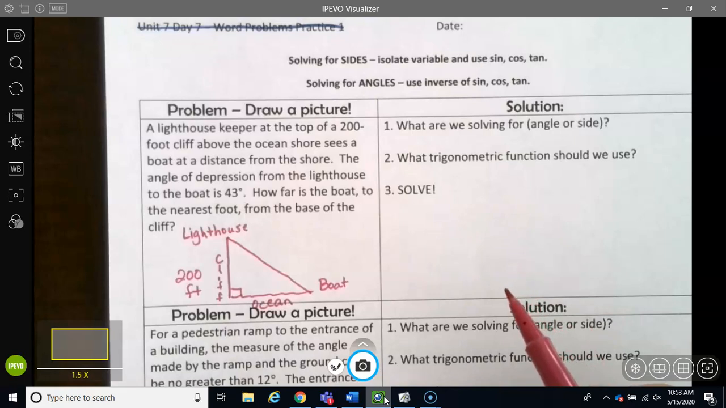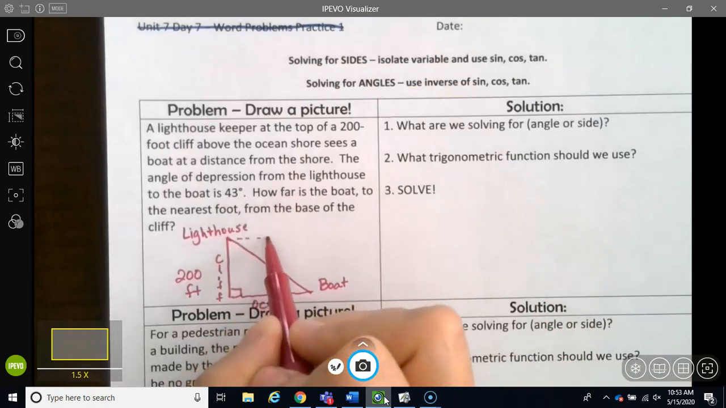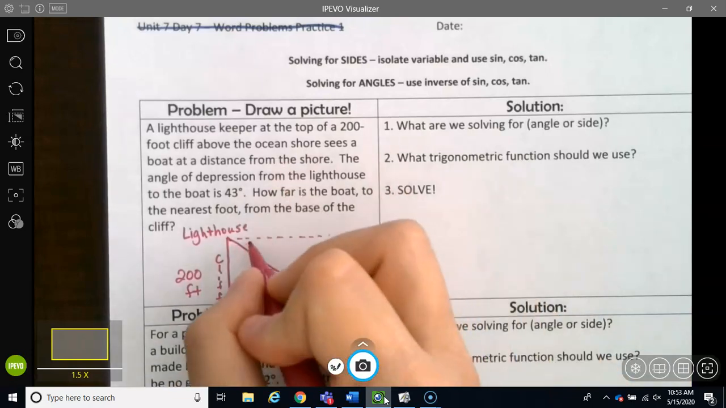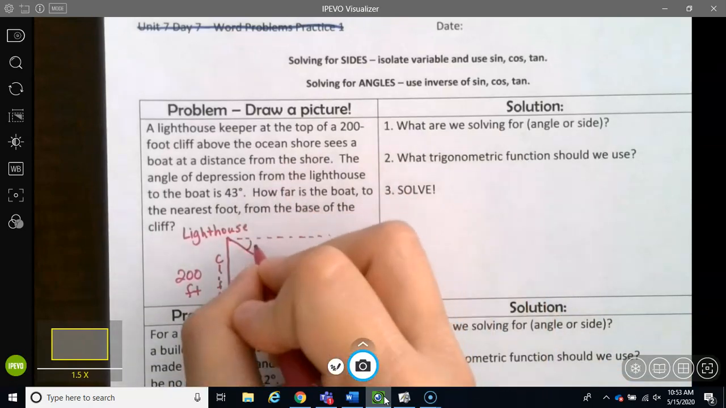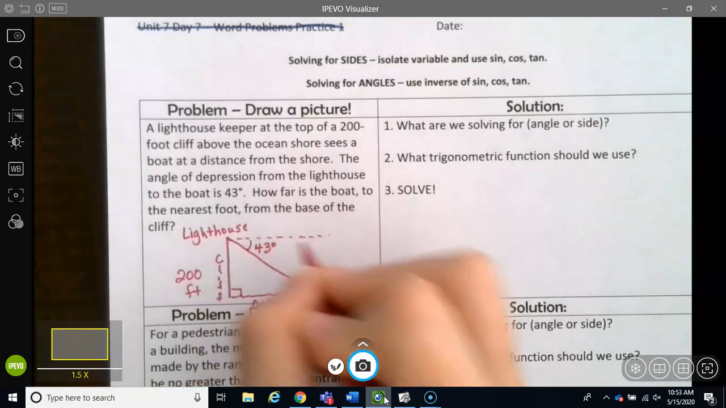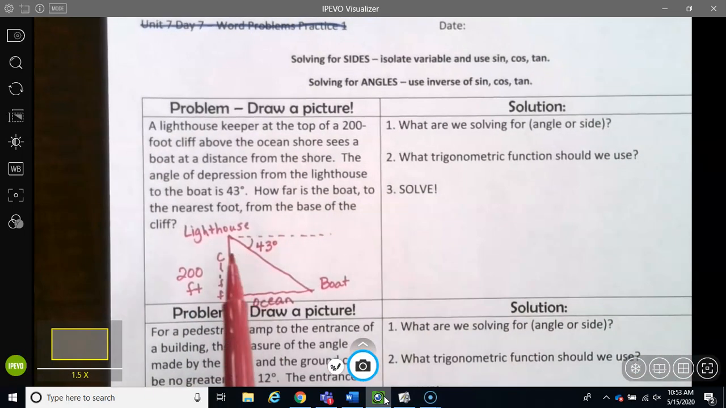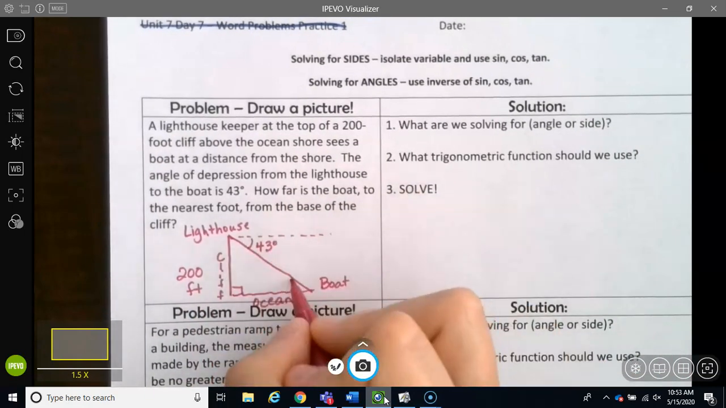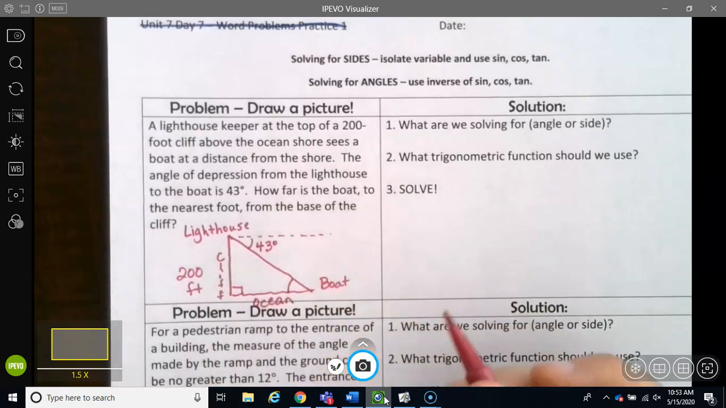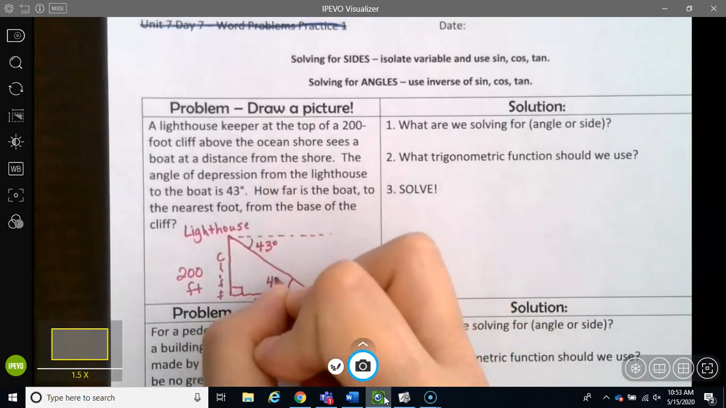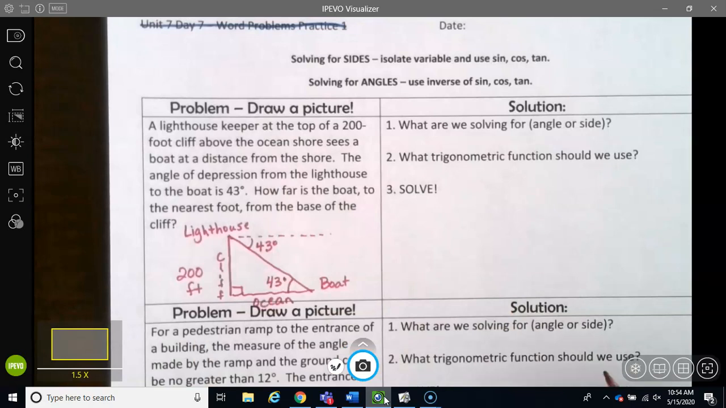The angle of depression from the lighthouse. So if I draw my horizontal line, that angle of depression is 43 degrees. And just as a reminder, if that's 43 degrees, then based on alternate interior angles, this one is also 43 degrees. Then how far is the boat to the nearest foot from the base of the cliff?